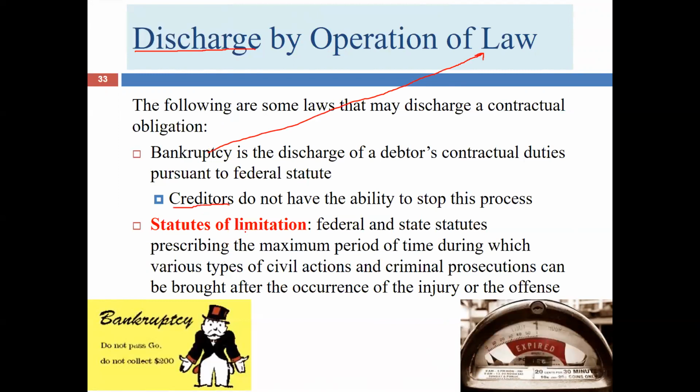Then we have a statute of limitations. These again are statutes. You can see that they're statutes by the name here, that prescribes the maximum period of time in which various types of civil actions and criminal prosecutions can be brought after the occurrence of the injury or the offense. So if I wait too long to sue Sally, then Sally doesn't have to pay me, even if I have really, really strong evidence.